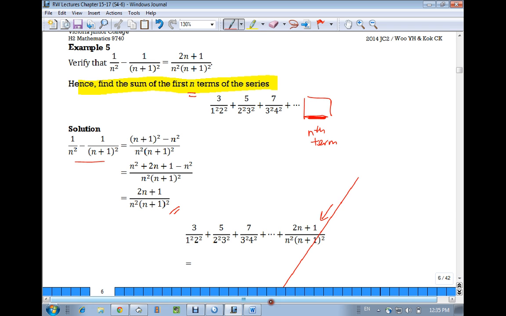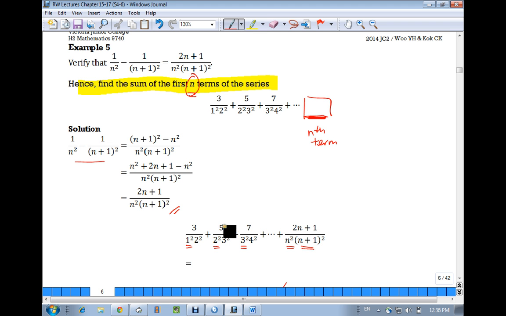This is 1 squared, this is 2 squared, this is 3 squared. The last term must be n squared, quite obvious. This is 2 squared, 3 squared, 4 squared, so this must be n plus 1 squared, quite obvious. Correct? Because you know you have n terms.